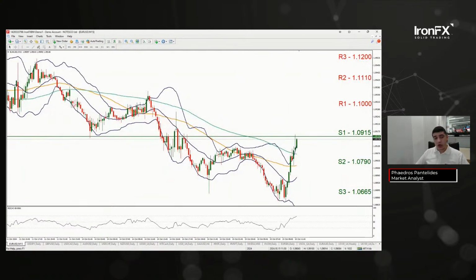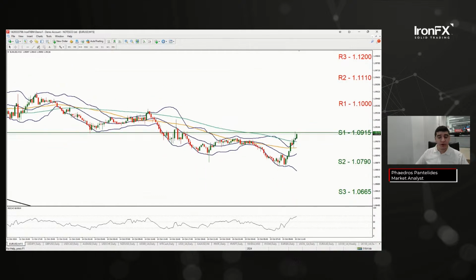Germany's ZEW economic sentiment figures were just released. If I'm not mistaken, the current conditions figure has worsened, whereas the economic sentiment figure has improved. The industrial output rate, if I'm not mistaken, has also come in higher than expected at 1.8%, which is why we are seeing the euro strengthening against the US dollar.